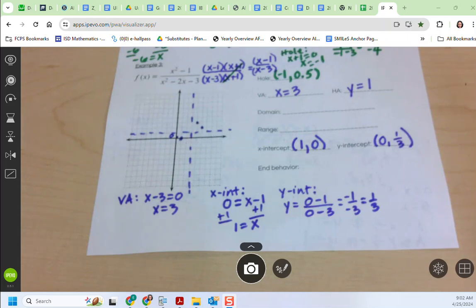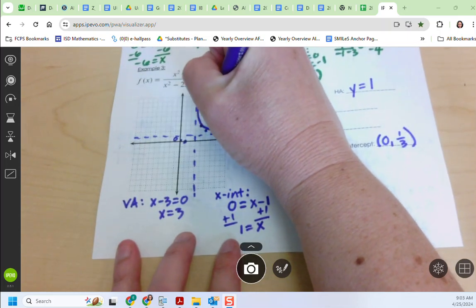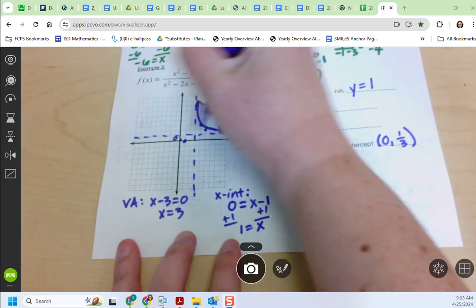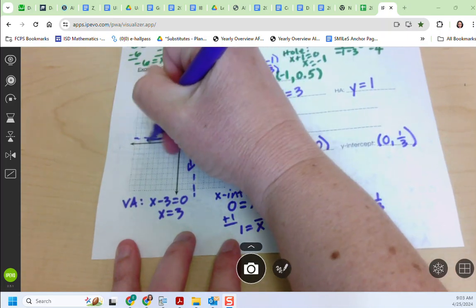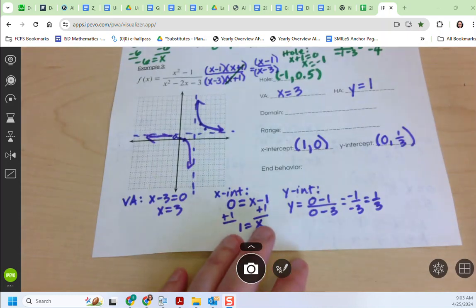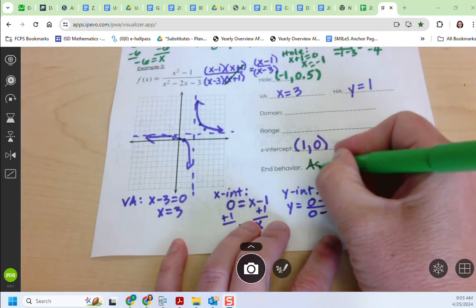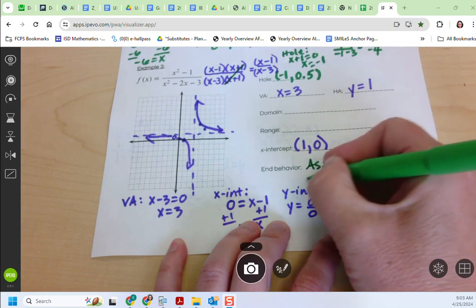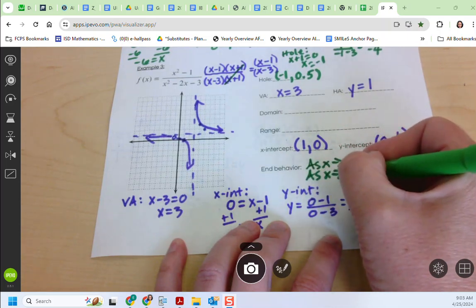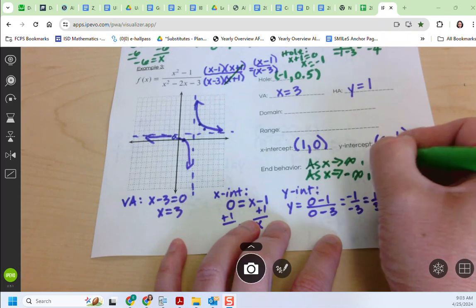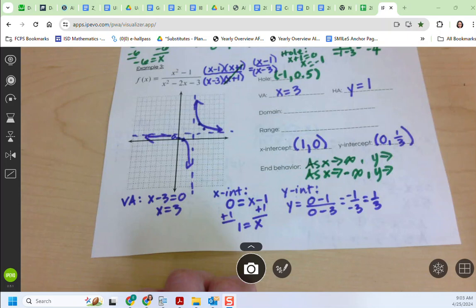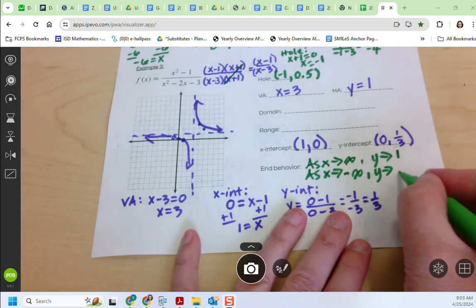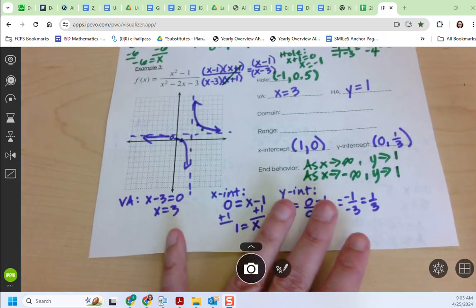All right, so you should have sketched this in already. Let's do the end behavior. It's always going to be straightforward. As x goes to infinity, what does y go to? 1. Good. Because it's your horizontal asymptote. Always going to be your horizontal asymptote if you have one.